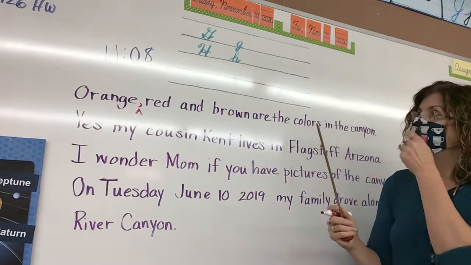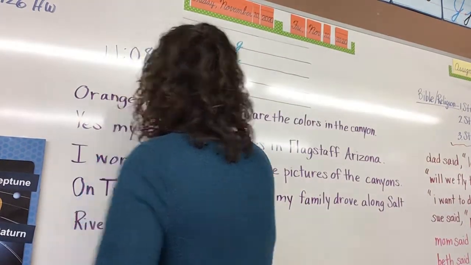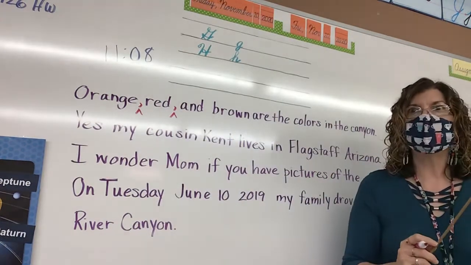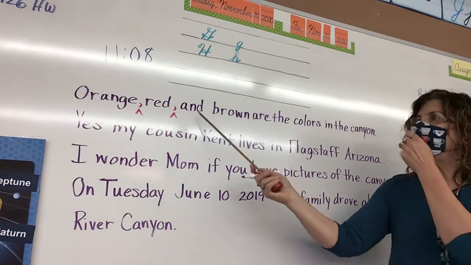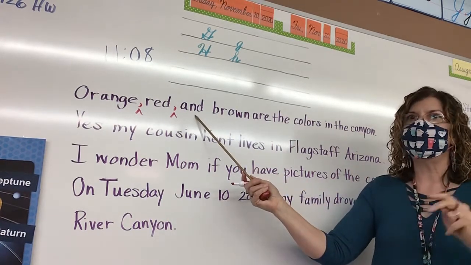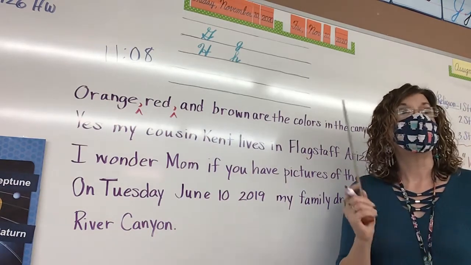Abby, where's the next one go? After red. After red. So insert the comma after red. Where's the next one I'm going to go? Owen? Stop. Stop. Very good. When you get to the word and or, you need to stop putting the comma. All right? You're not paying attention. I need you to pay attention.